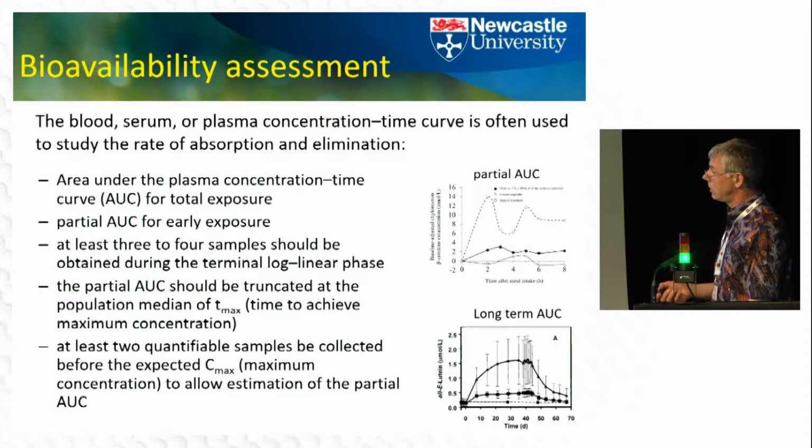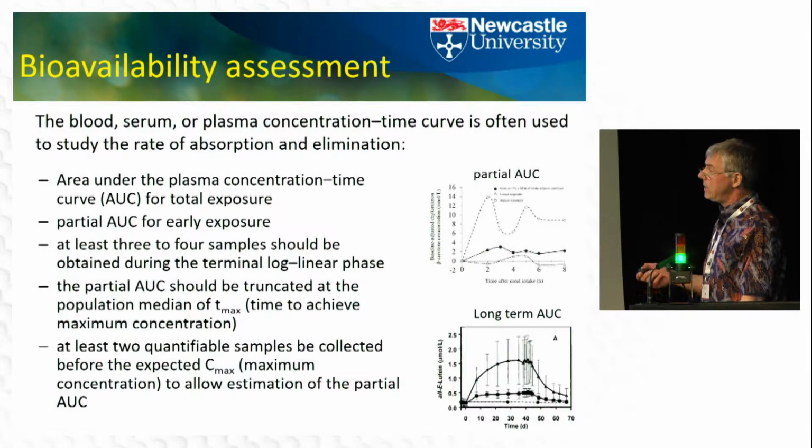And therefore, when we look at the recommendations when it comes to area under the curve, we can do the short or partial AUC, but in fact, what is recommended is that the partial AUC should be truncated at the Tmax, i.e.